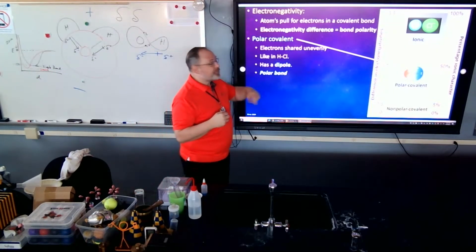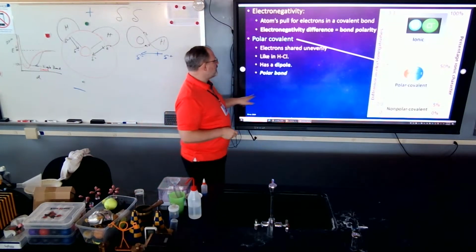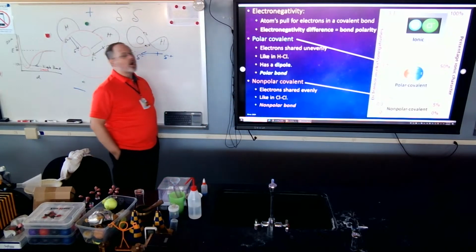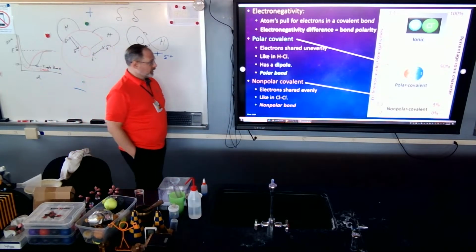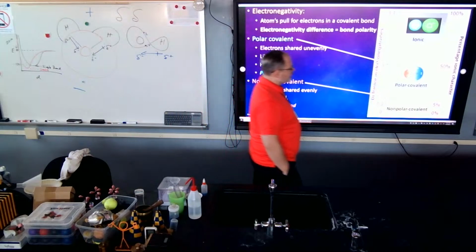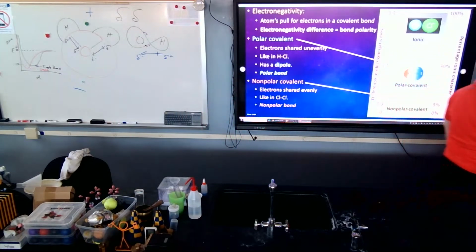Now, if they have the same pole, then you get what's called a nonpolar bond. A nonpolar covalent bond is what you get when both atoms have the same pole for their electron pair.